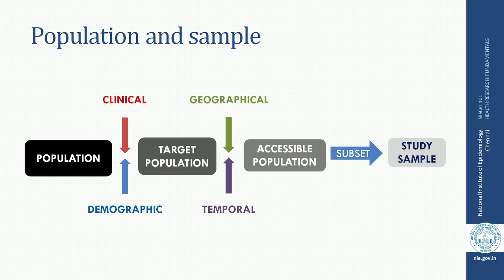So, from these steps you can understand two important terminologies. One is called the target population, which is defined by clinical and demographic characteristics. Second is the accessible population, which is defined by geographical and temporal characteristics, a subset of the target population. And from the subset of the accessible population, what we derive is a study sample. I will give an example for this.